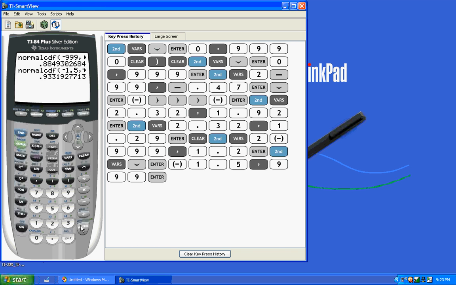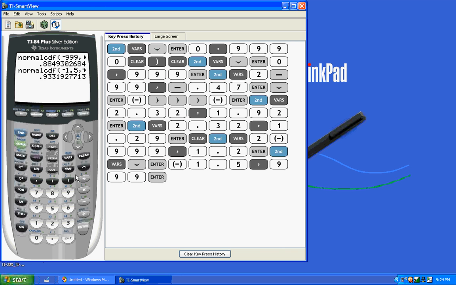So all of these standard normal values you can find in your calculator, but you still have to know what's going on. You still want to be able to draw that picture to know if it's the tail that you want or the bigger area and that sort of thing. So still important to draw those pictures.